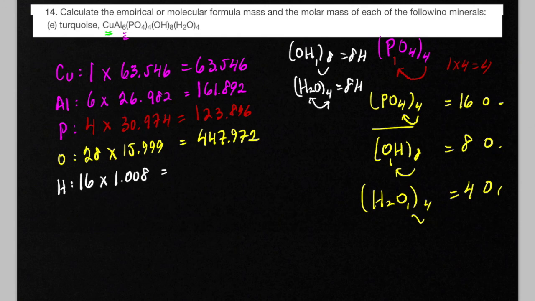And we multiply that by the average atomic mass of hydrogen that you find on your periodic table. And we get 16.128. Now the last step always is to add all of these up, okay? And that will give us the grand total that we're interested in.